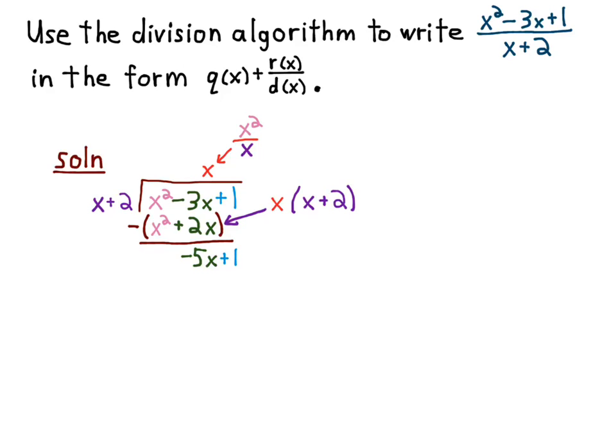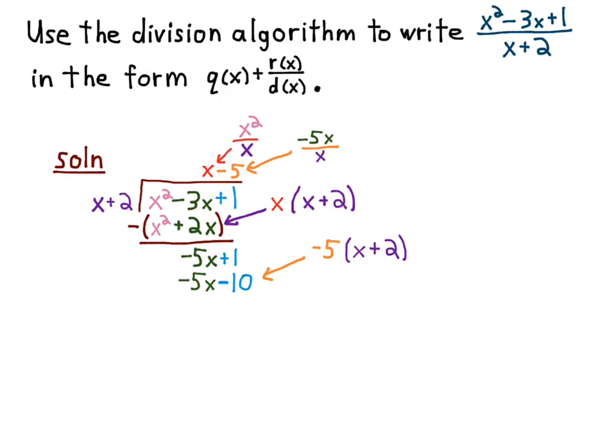Then we bring down the plus 1 so that we have 2 terms to match the 2 terms that are over here. Then we take the leading one here, which is negative 5x, divide it by x, get negative 5, put that up here. Okay? And then we take that negative 5 and multiply it by both of these and write it down here. It's an algorithm, right? We get negative 5x minus 10.